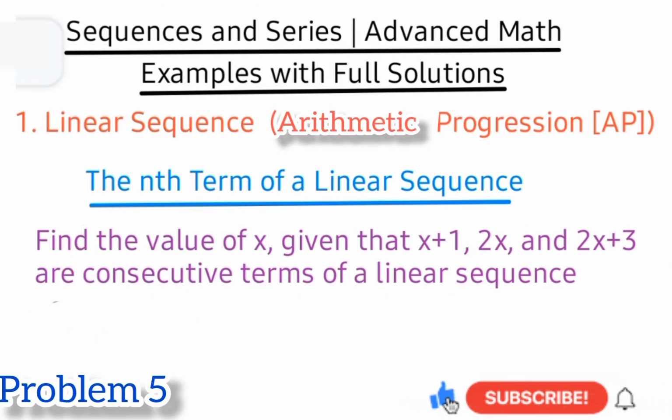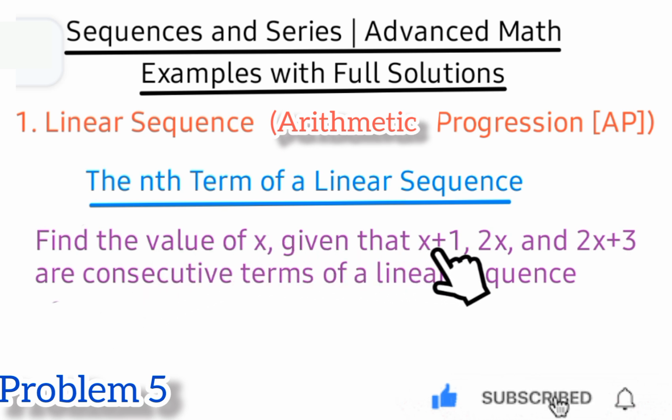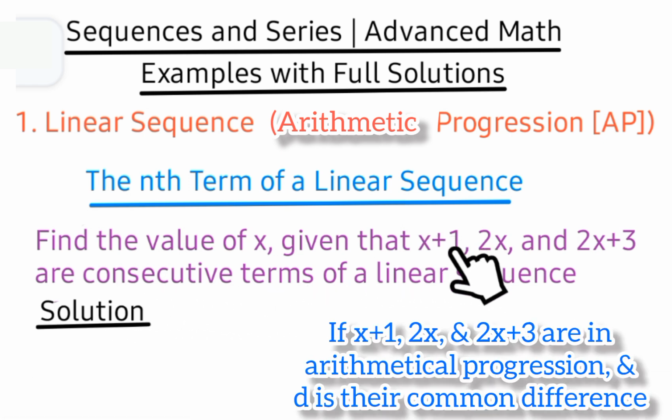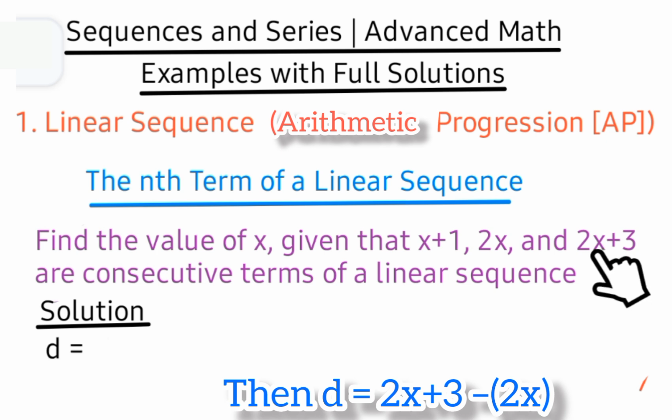Now, let's answer question number 5. Find the value of x, given that x plus 1, 2x, and 2x plus 3 are consecutive terms of a linear sequence. If x plus 1, 2x, and 2x plus 3 are in arithmetical progression, and D is the common difference, then D equals 2x plus 3 minus 2x.